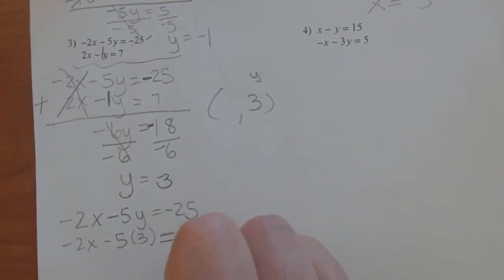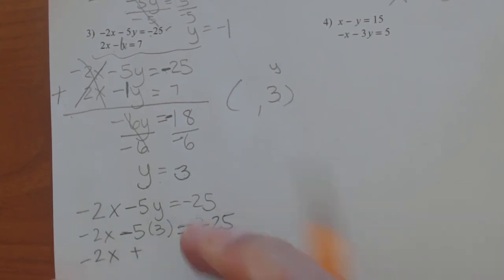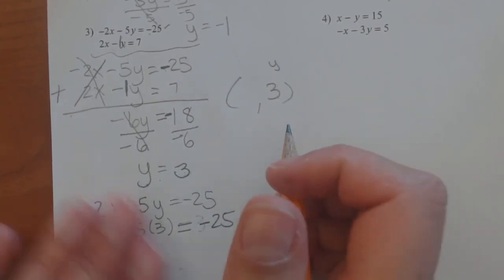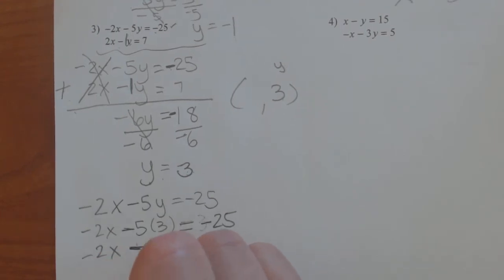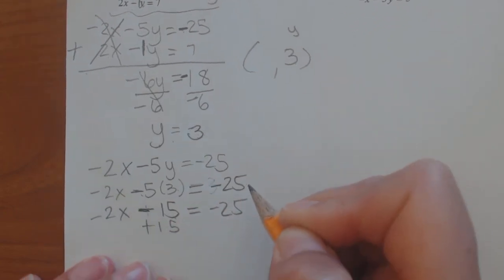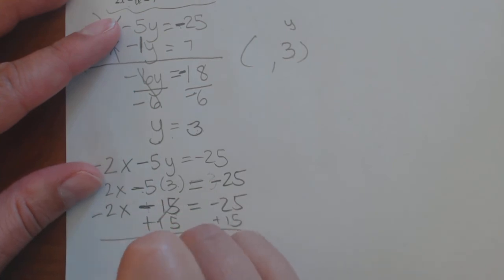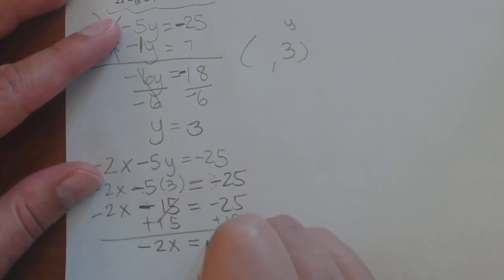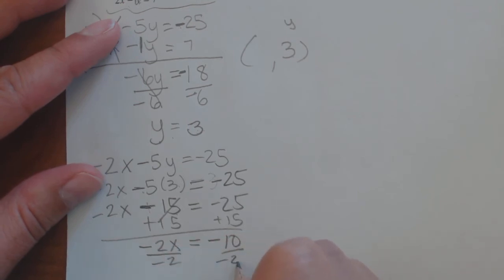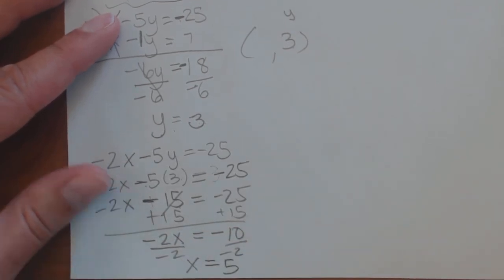Negative 25. This is a minus. Negative 2x minus 15, because negative 5 times positive 3 is minus 15, equals negative 25. Adding my 15 to both sides, making sure I move down so you can see it. Negative 2x equals negative 10, dividing by negative 2, and my x will equal positive 5.